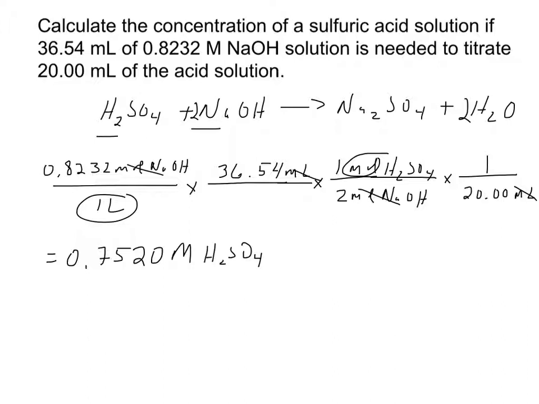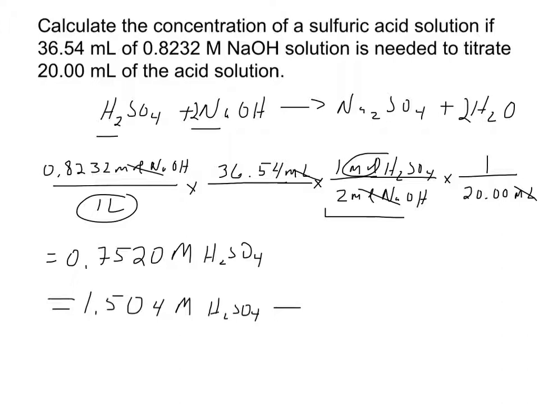Now I invite you to try using MAVA equals MBVB. If you just run MAVA equals MBVB, what you'll get is 1.504 molar H2SO4. So you can see that that's actually double what the real concentration is. So if you use MAVA equals MBVB, make sure that your mole ratio is 1:1. If it's not 1:1, assess your mole ratio.